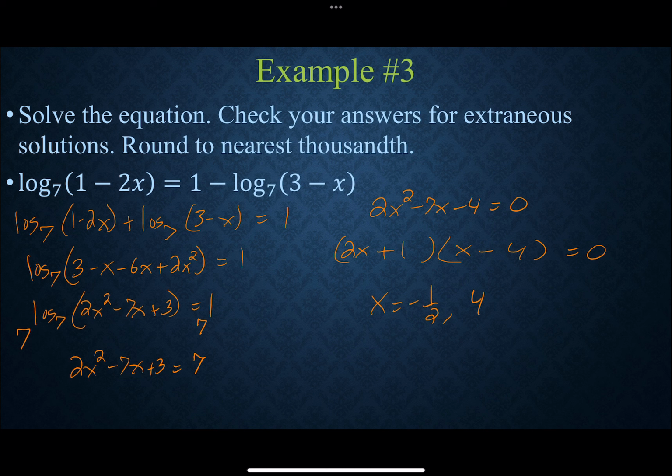Substituting the negative 1/2 into the problem, 1 minus 2 times negative 1/2 becomes a positive value, so that's okay. 3 minus a negative 1/2 is also, again, a positive value, so we're fine. Whereas with 4, 1 minus 2 times 4 is a negative value. Once again, the positive failed and the negative worked for the value of x.